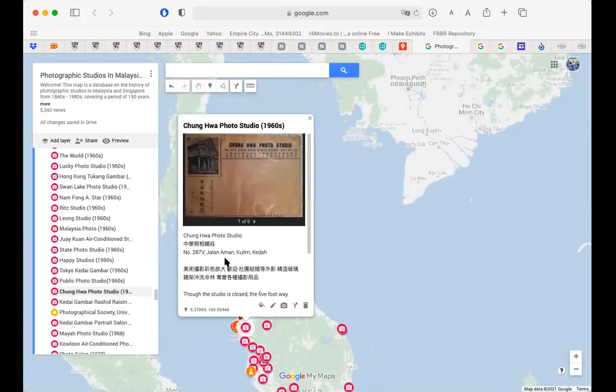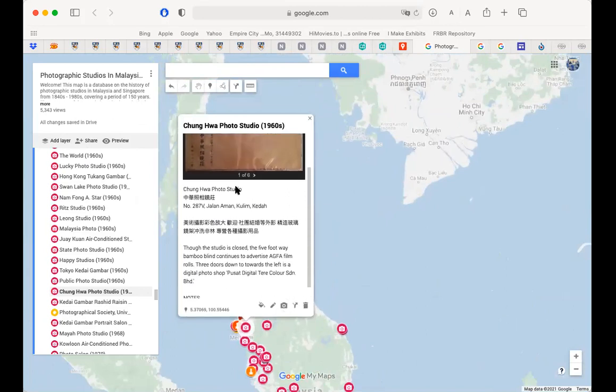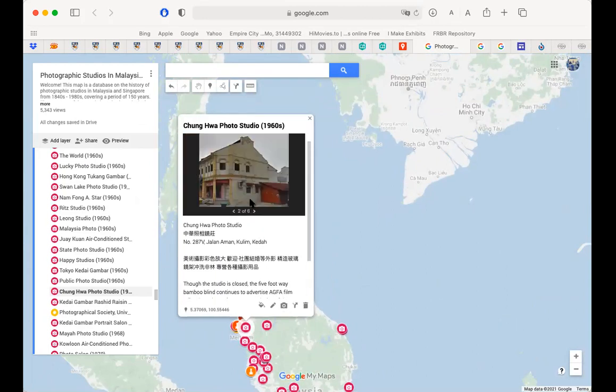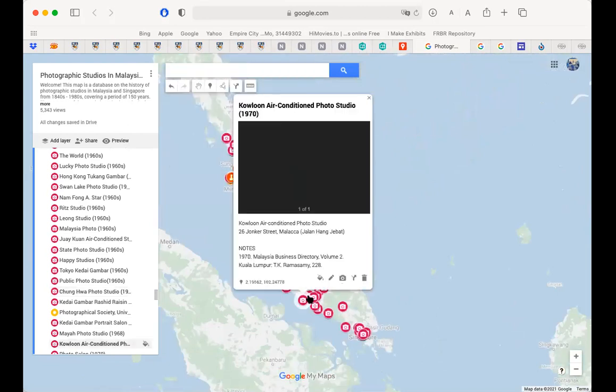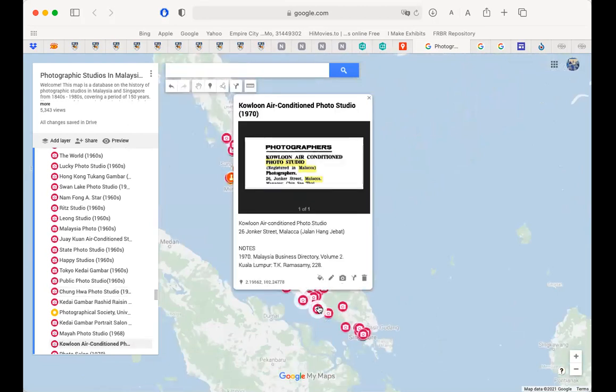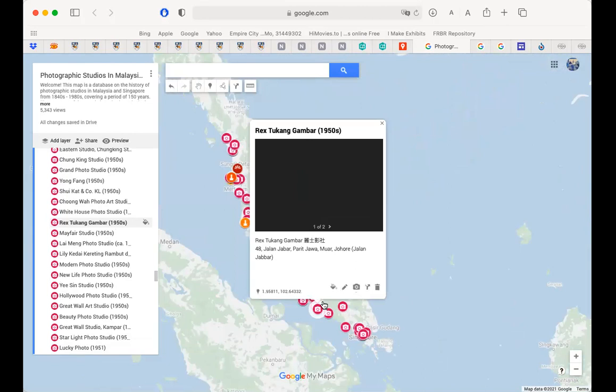And typically in a database, I will have all the information about the particular photo studio, and then the site itself, because then you can use Street View to do the viewing. We can't go out during MCO, and then all the information that I managed to find online and all that. So for example, all these kinds of things.